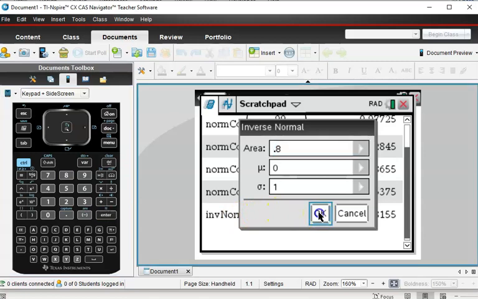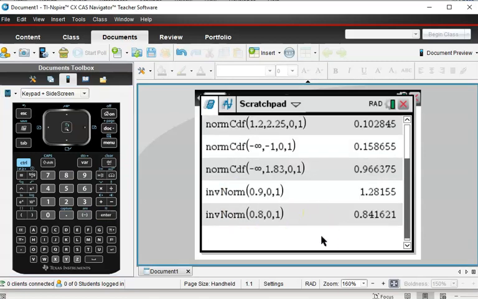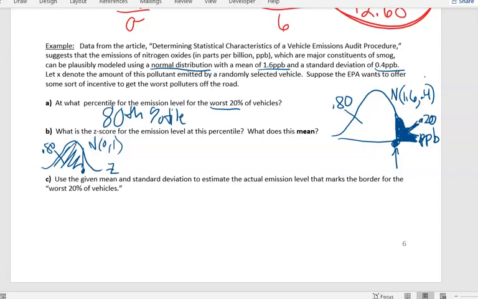And it comes up to 0.84, right? That makes sense. It's above 0 here. So the z-score is 0.84. What does that mean? It means that the cutoff for the worst percentage of polluters is 0.84 standard deviations above the average polluter.